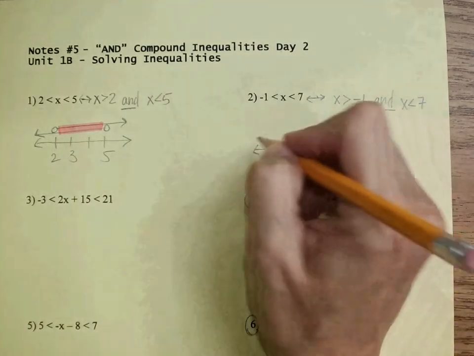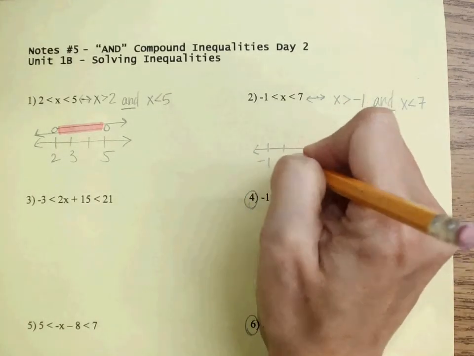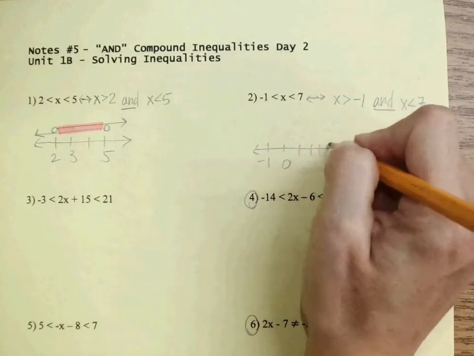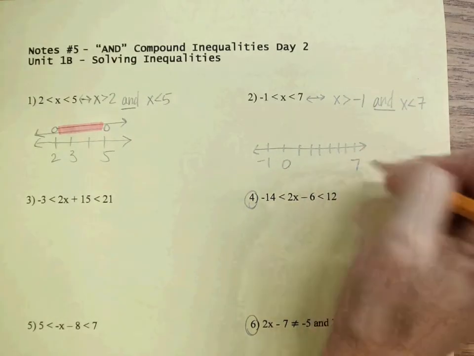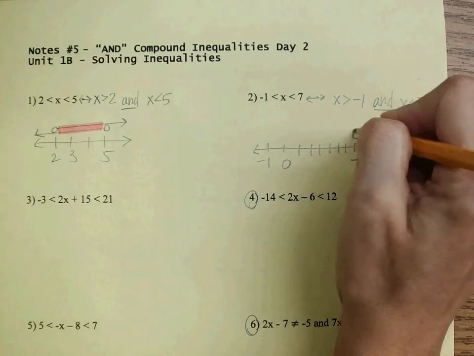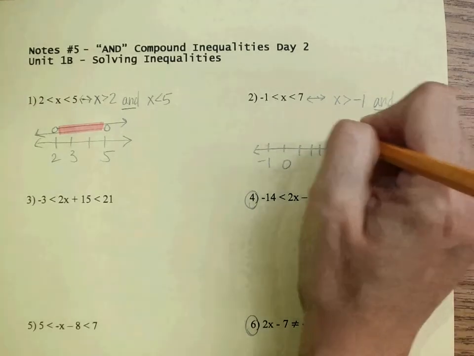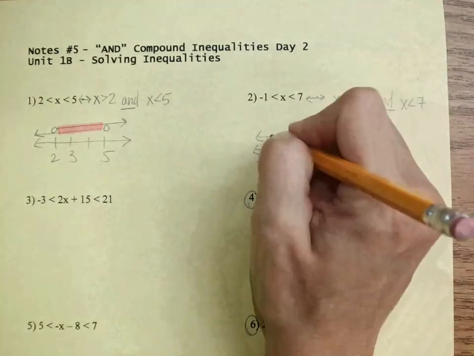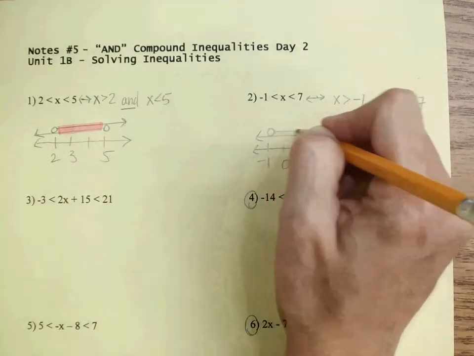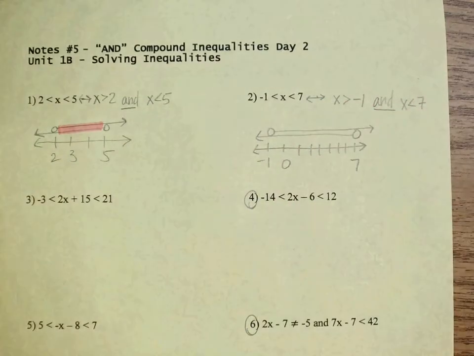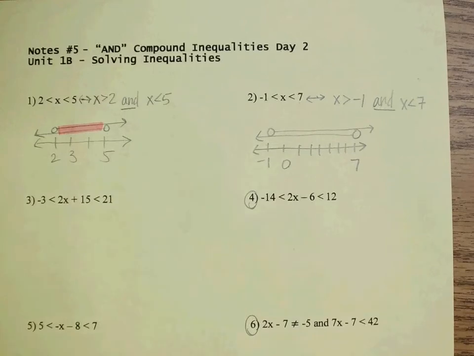So let's go ahead and graph this. I have -1, 0, 1, 2, 3, 4, 5, 6, and 7. At 7, I have an open circle, arrow to the left. At -1, an open circle, arrow to the right. And I see a solution where they overlap, and I'm going to go ahead and highlight that.